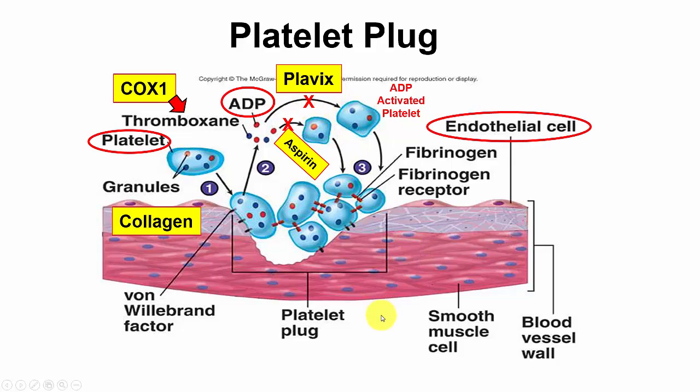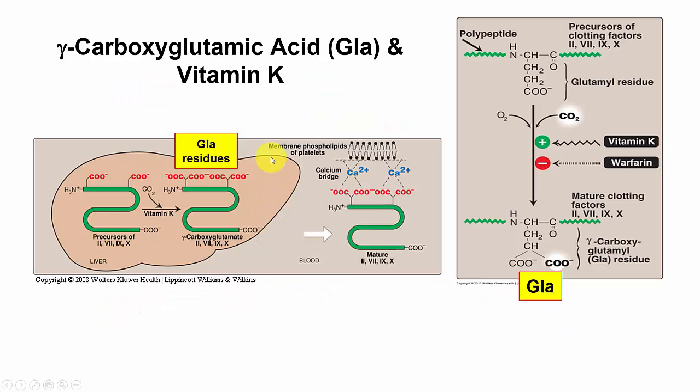Then we have other components. Remember the endothelial cells, and then von Willebrand factor, which is made by the endothelial cells, links the activated platelets to the collagen underneath there. And then fibrinogen cross-links the platelets in place, and finally you have a nice blood clot.